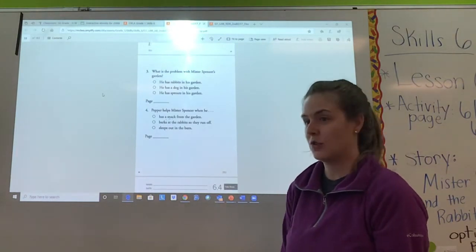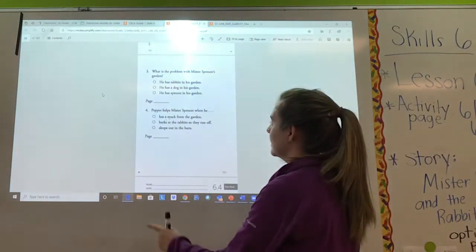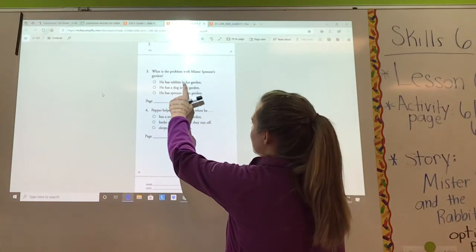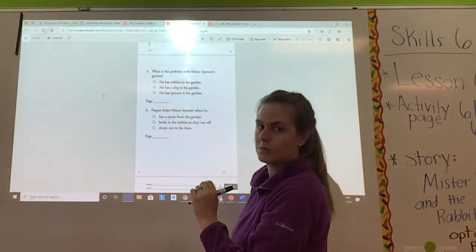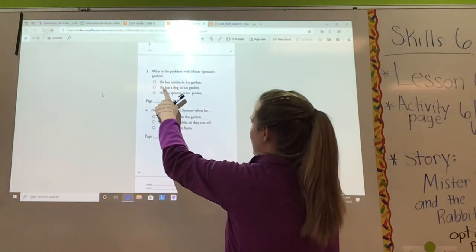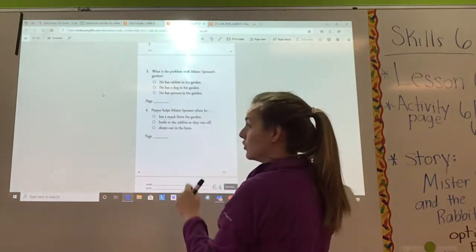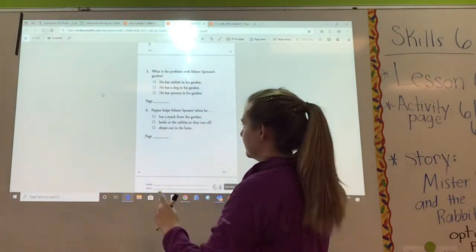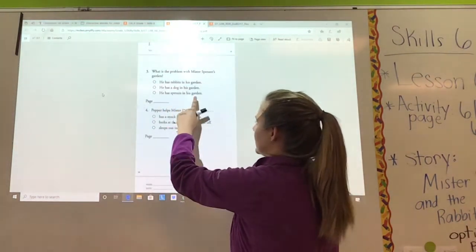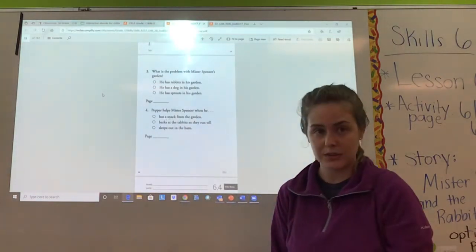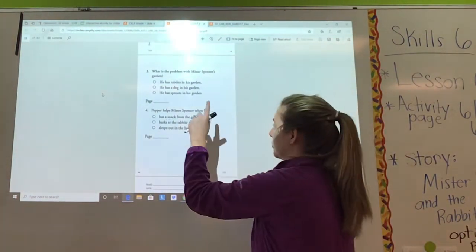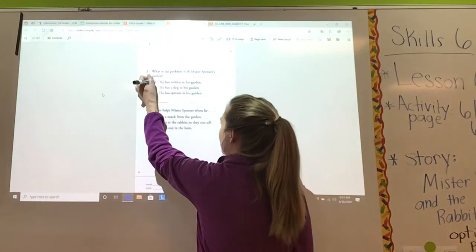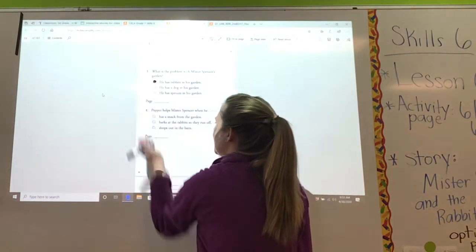Oh, I got too excited and I jumped too quickly. It happens. He has rabbits in his garden. Yes, definitely. He has a dog in his garden. That's true, but the dog's not a problem. He has sprouts in his garden. That's also true, but sprouts aren't a problem either. I remember rabbits are the problem. He has rabbits in his garden, so that's the first one.